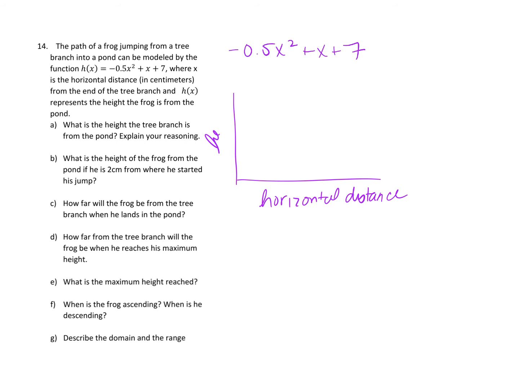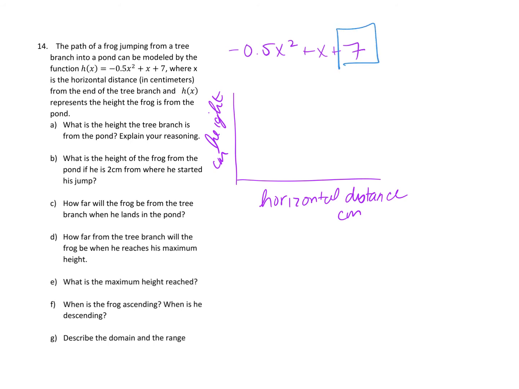And it said the height. So h of x is the height, and they're both in centimeters. It's measured from the end of a tree branch and represents the height the frog is from the pond. So we have a little pond here. What is the height the tree branch is from the pond?